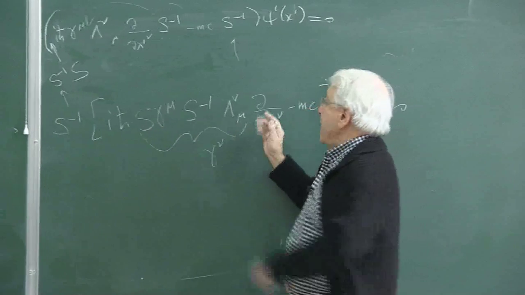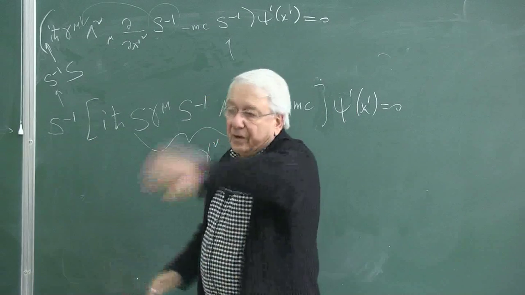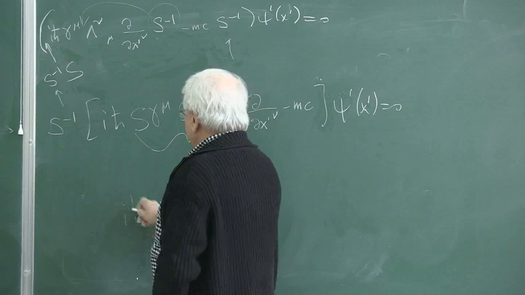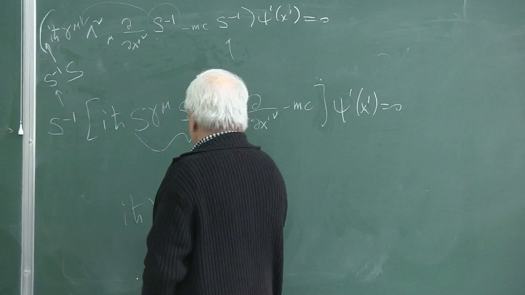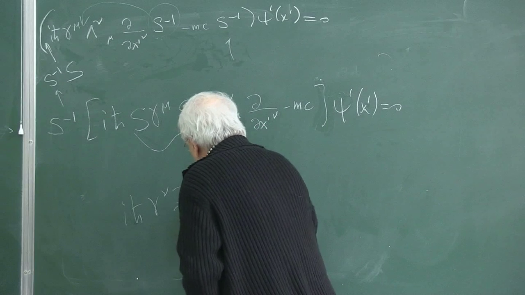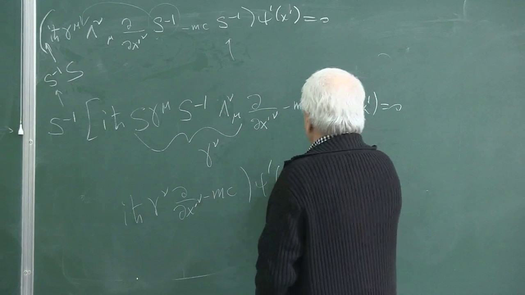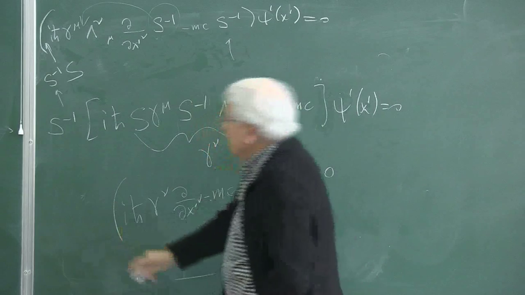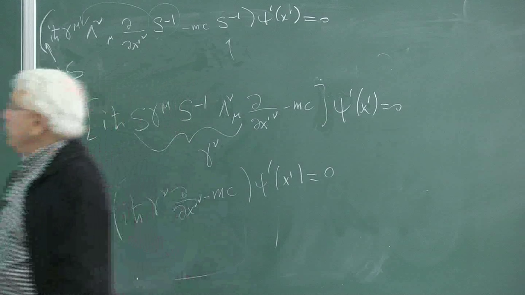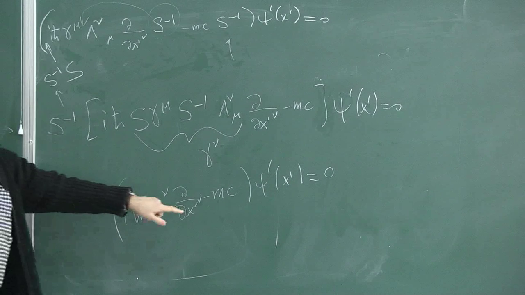If this entire block is equal to gamma nu, then the equation becomes, this is an arbitrary factor, gone. i h bar gamma nu d/dx nu minus mc psi of x prime equals zero. I have difficulty in putting them on time. Please don't get confused about that notation. Isn't that nice? Because the starting point was the unprimed equation, this was really psi of x. I have started from this equation and reached that equation.